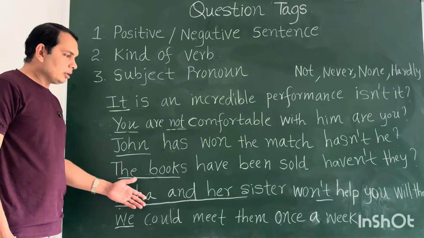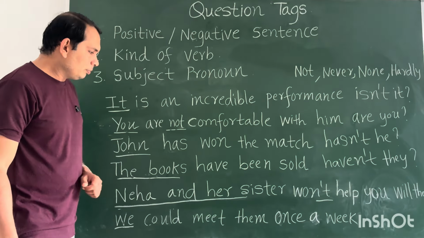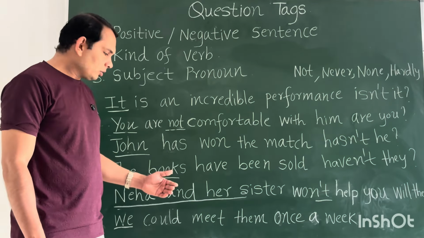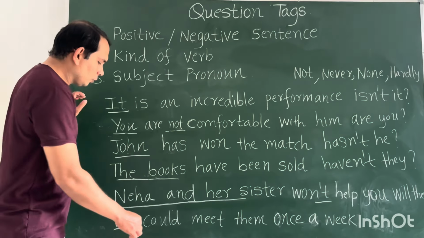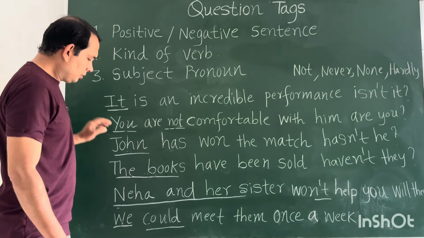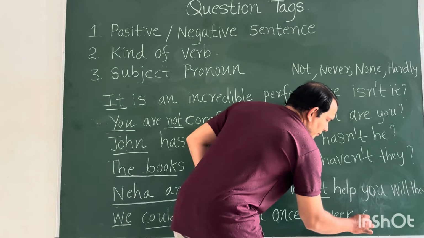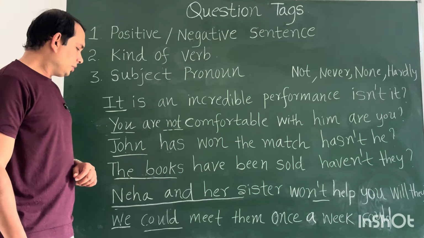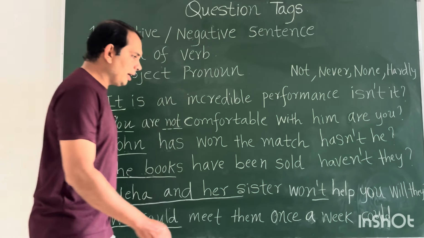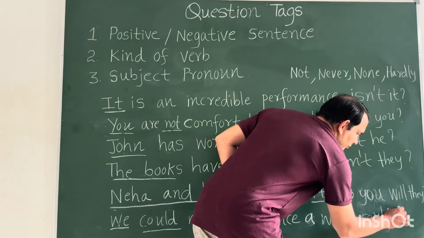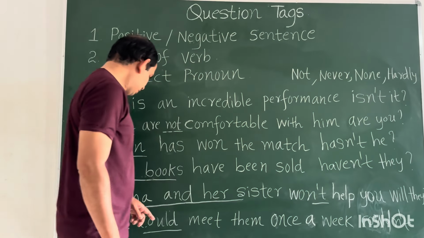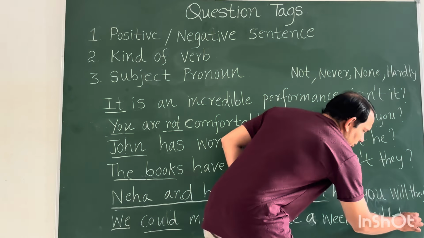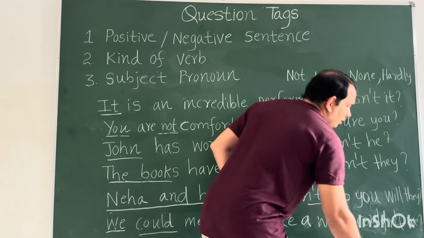Now let's look at the last example here. We could meet them once a week. This is a positive sentence. The auxiliary used here is could. Modal auxiliary is used. Let's write it first. Could. This is a positive sentence, so we add not, couldn't. The subject here is we. Couldn't we is the answer.